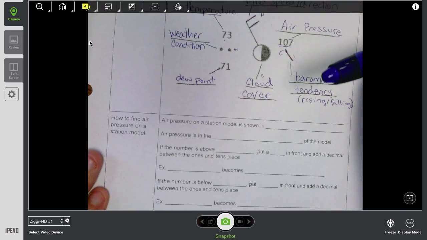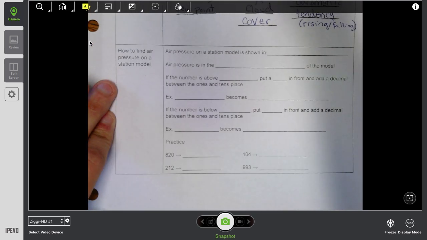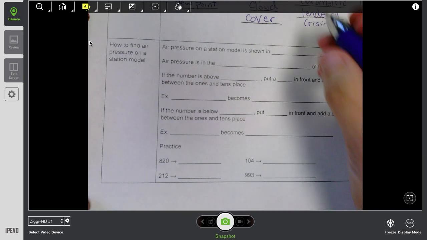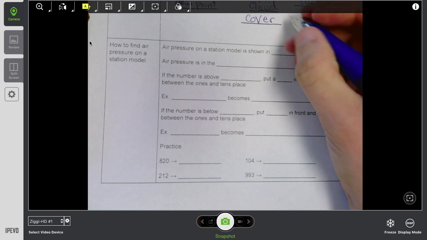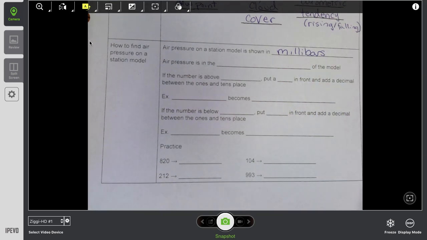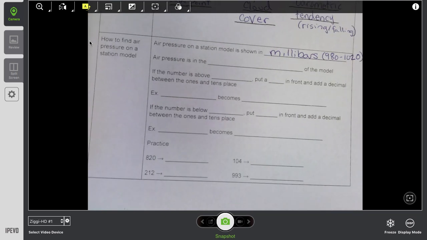Moving on to how we look at some of these numbers on this station model, because some of them aren't quite so straightforward. The temperature and dew point, that's just whatever number it is, but air pressure is sort of tricky. In a station model, air pressure is measured in millibars instead of inches of mercury. So normally, air pressure is going to be somewhere between 980 and 1020, 1030, somewhere around there.